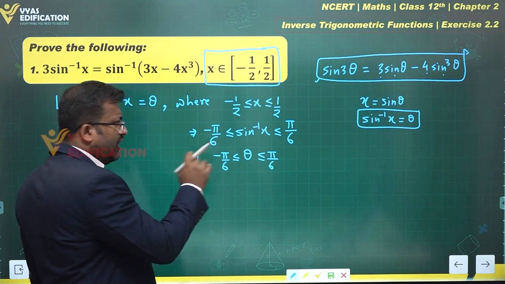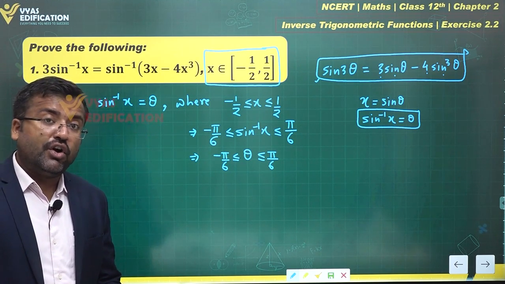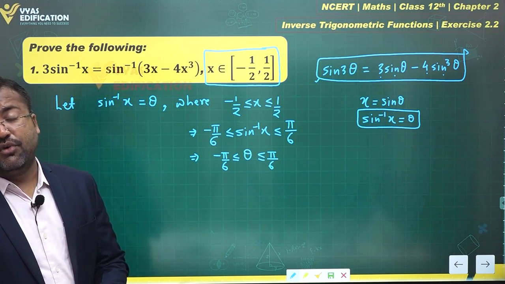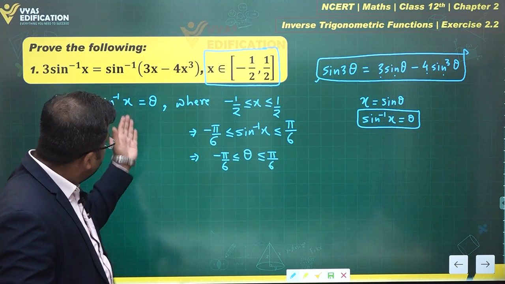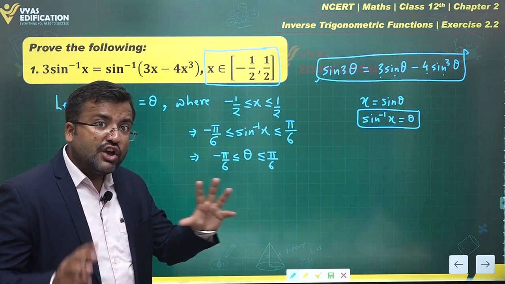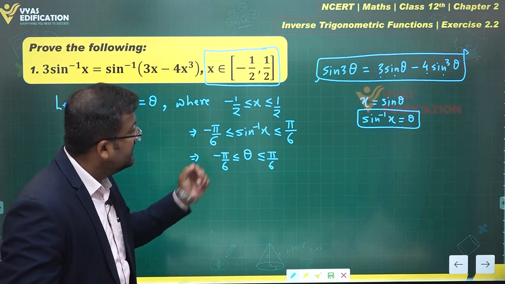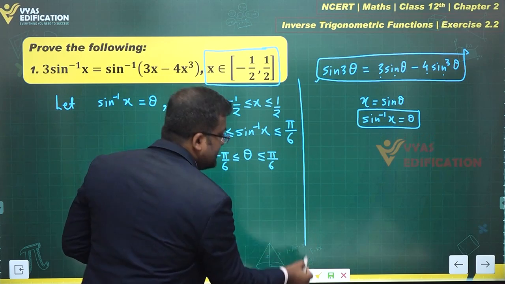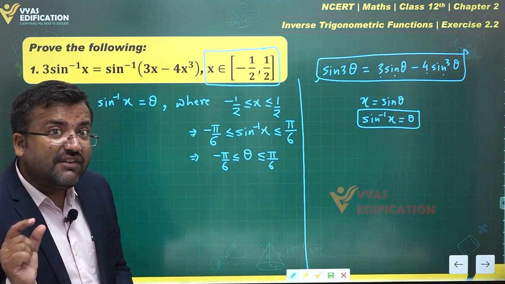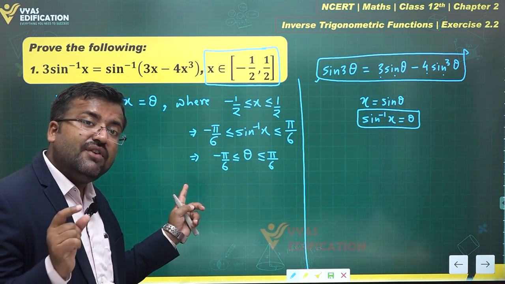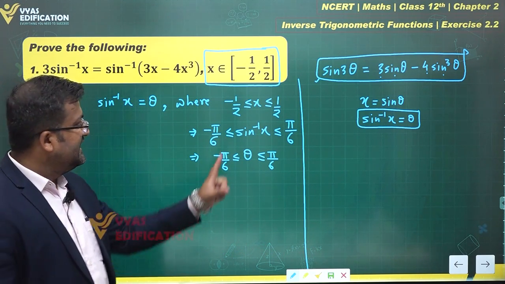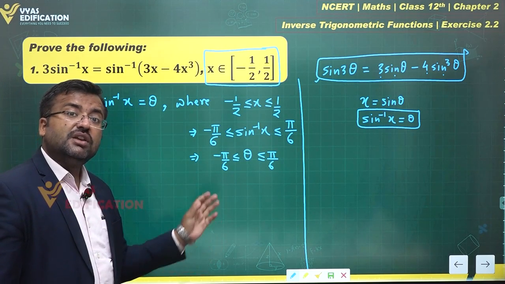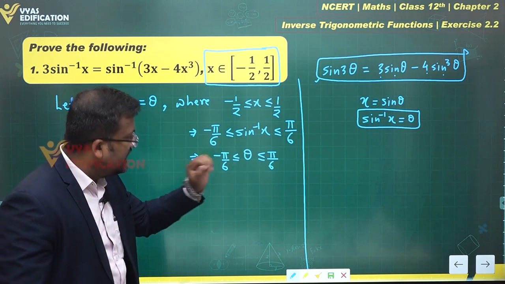Now, why are we doing all of these things? There's an important reason for that, but I'll explain it after a few steps. You will realize why we are doing this after a few steps, but this is important. We started with the values of x that is given to us and we found the values of theta, that is from minus pi by 6 to pi by 6. This step is important. Could this step have been done later? No, this step has to be done right now.